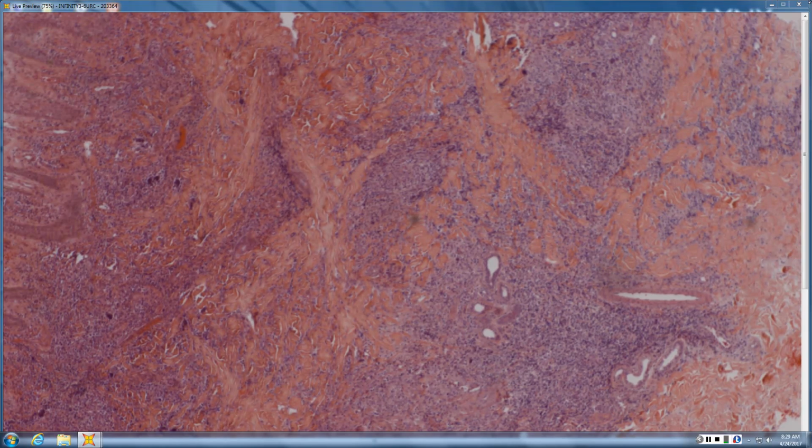What's the best way to screen? Do you have to do a biopsy? Can you blood test? Just blood test for HTLV1.